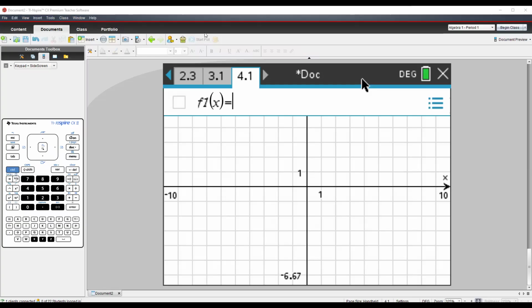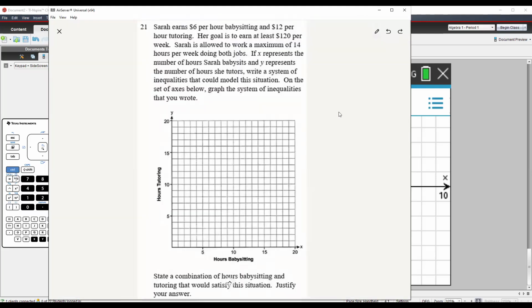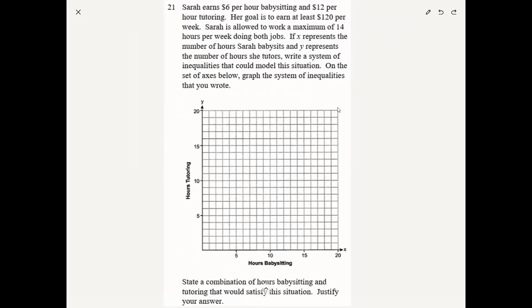Hey guys, this is Mr. H. I am going to do question number 21 from the review packet of kind of Algebra 1 random questions.